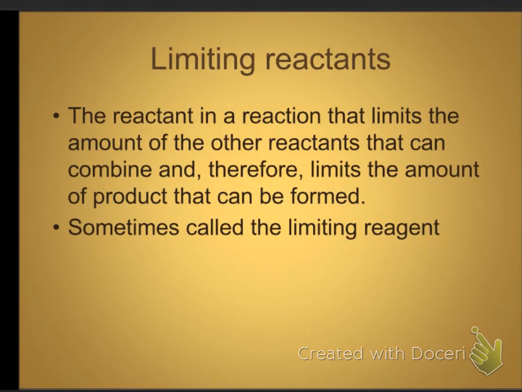So the example I'll give you is if you're making chocolate chip cookies, and you've got all the flour and the sugar and the chocolate chips and the vanilla and the butter, and it calls for 3 eggs, and you wanted to make a double batch. It calls for 3 eggs. You have 5 eggs. Can you make a double batch? No. What's going to limit how many cookies you can make? Your eggs.